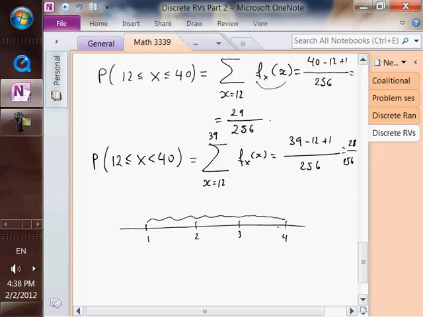If you don't want to count 12, it's just a difference. So, for example, if you had the probability of x between 12 less than and less than or equal to 40, then you can count just like that, because you start at 13.